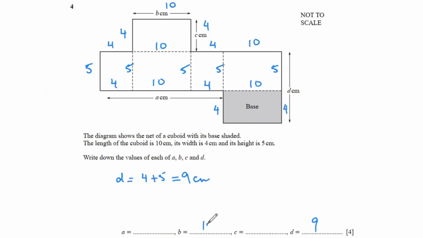B we said is 10. C we said is 4. A is going to be the sum of 4, 10, and 4 again, which is 18 centimeters. These are your values for A, B, C, and D.